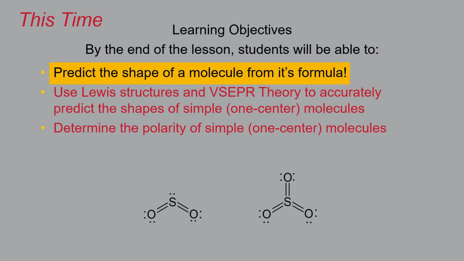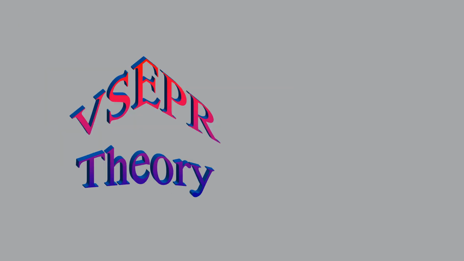By the time we're done, you're going to be able to tell me that sulfur dioxide has this particular shape, sulfur trioxide has this particular shape, and that sulfur dioxide is polar, and that sulfur trioxide is not polar. All right, so let's get to it. VSEPR theory, valence shell electron pair repulsion theory. This is an incredibly simple and elegant theory that does a very good job of explaining the overall shapes that molecules take. So let's talk about shape.